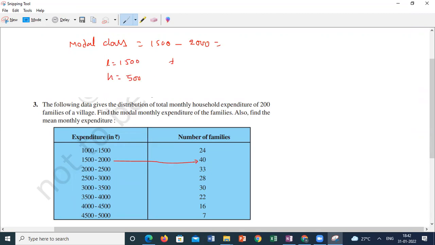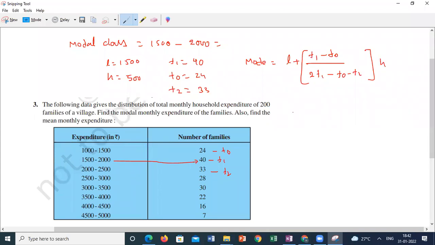So this is F1, this is F2, this is F0. F1 is equal to 40, F0 is equal to 24, F2 is equal to 33. So mode will be equal to L plus (F1 minus F0) by (2F1 minus F0 minus F2) into H. Substitute the values and let me know what is the answer. Please, quick.